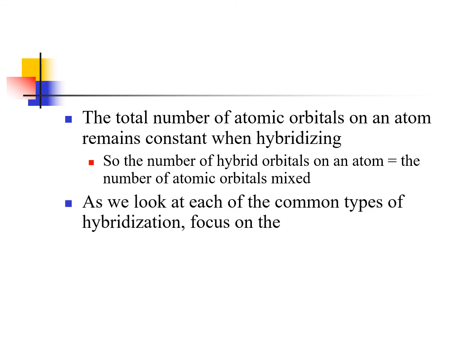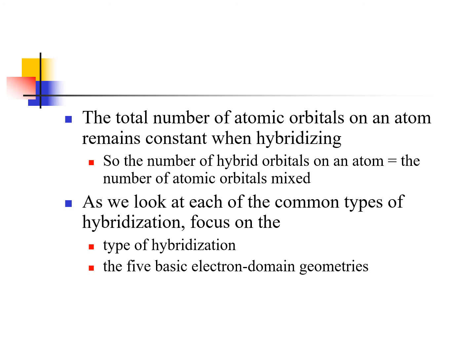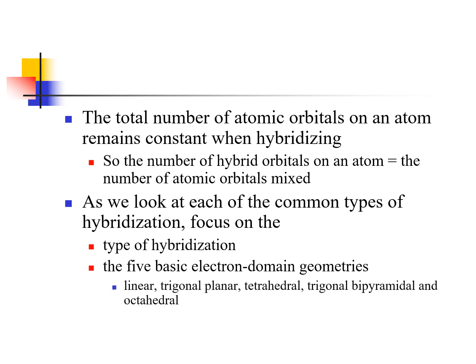Now, as we look at the common types of hybridization, what I want you to focus on is the type of hybridization, in other words, the name of it, and how that relates to the electron domain geometries, because that's the secret. I'll give the secret away right now. Anytime we see a specific type of electron domain geometry, that corresponds to a specific type of hybridization, period. Electron domain geometries would be linear, trigonal planar, tetrahedral, trigonal bipyramidal, octahedral. We're not even going to worry about these last 2. We're only going to worry about the first 3: linear, trigonal planar, and tetrahedral.